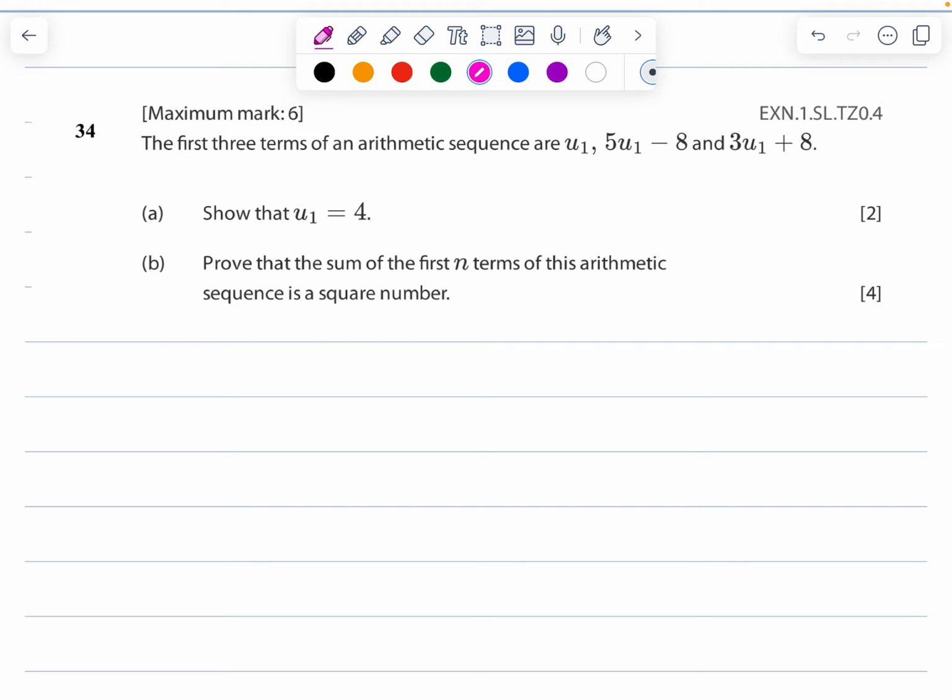The first three terms of an arithmetic sequence are given. Show that u1 equals 4. Prove that the sum of the first n terms of the arithmetic sequence is a square number. So we know that u2 minus u1 will be equal to u3 minus u2 in an arithmetic sequence.